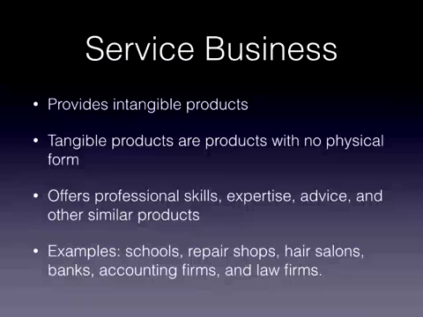Next, we will discuss the types of businesses as to source of income. First is service business. A service type of business provides intangible products. Intangible products are products with no physical form. Service type firms offer professional skills, expertise, advice, and other similar products. Some examples of this service are schools, repair shops, hair salons, banks, accounting firms, and law firms.